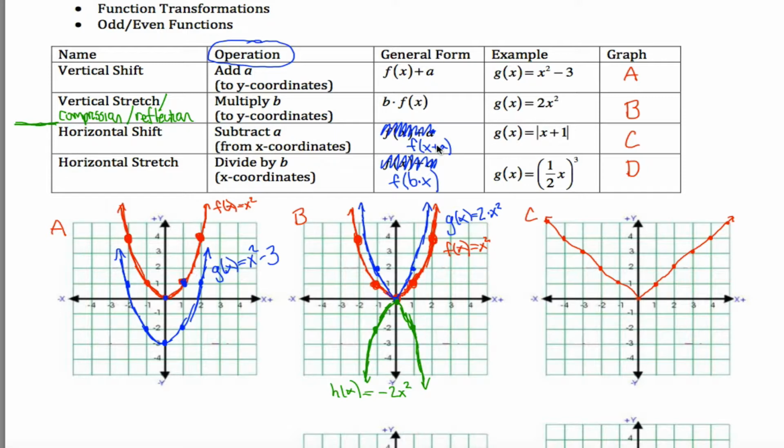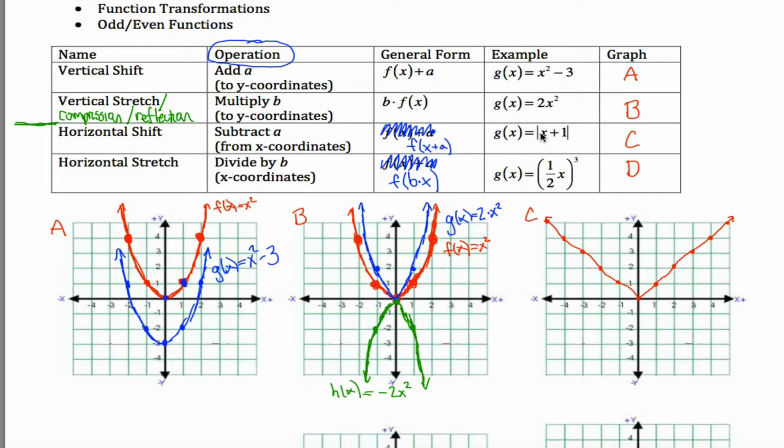Because I'm adding it to the x here, it's going to affect the x coordinate, not the y coordinate. So it's going to move things left and right instead of up and down. So an example would be the absolute value of x plus 1. Don't confuse this with the absolute value of x, plus 1. If this were the absolute value of x, plus 1, then it would be this type of shift up here, and I'd move everything up by 1.